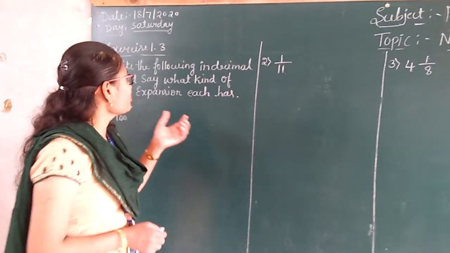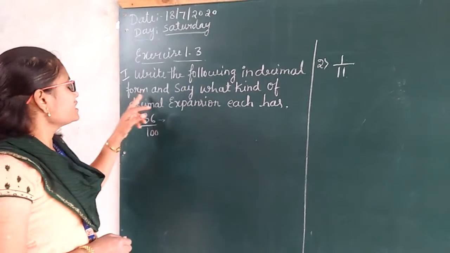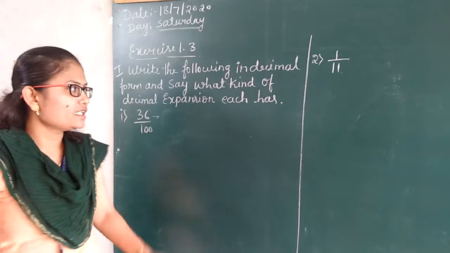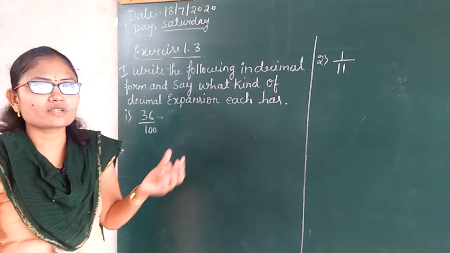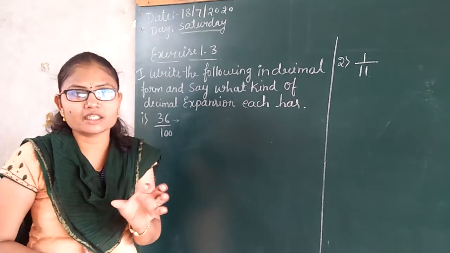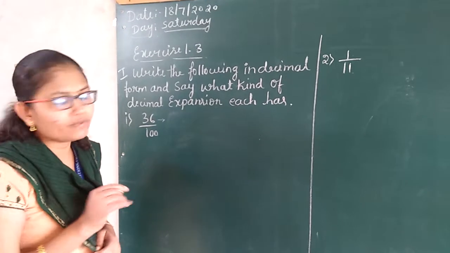In Exercise 1.3, the first question is: write the following in decimal form and say what kind of decimal expansion each has. Some numbers are given, we have to find the decimal expansion for those numbers, and we have to say whether it is terminating decimal expansion or non-terminating recurring decimal expansion.